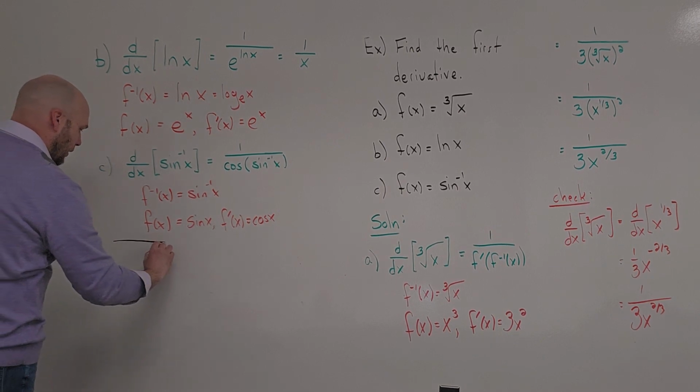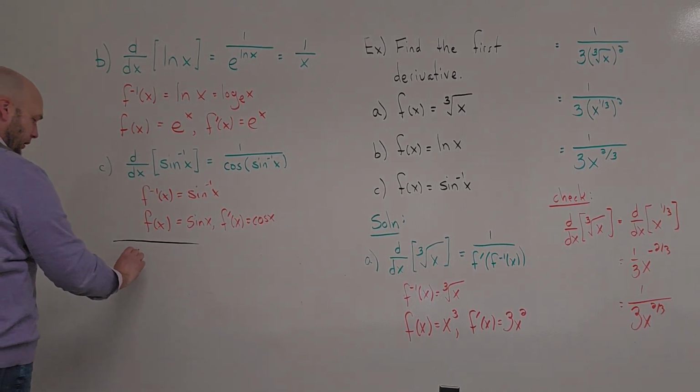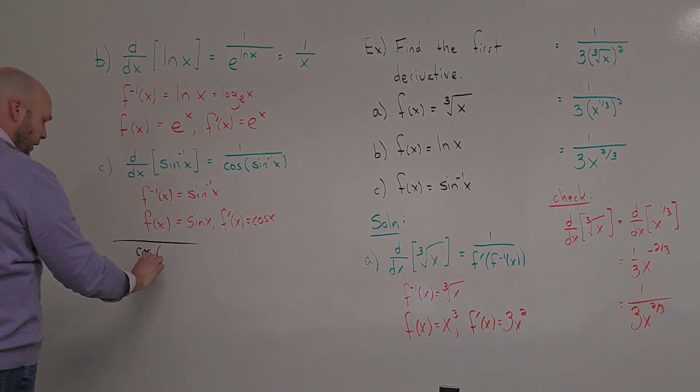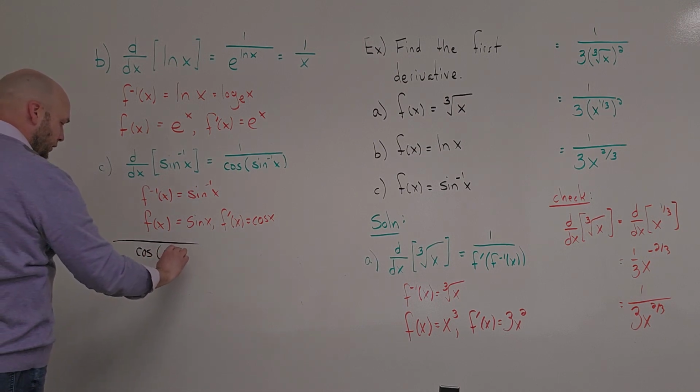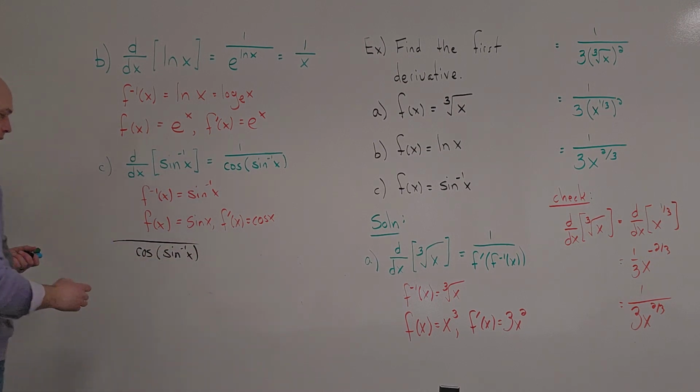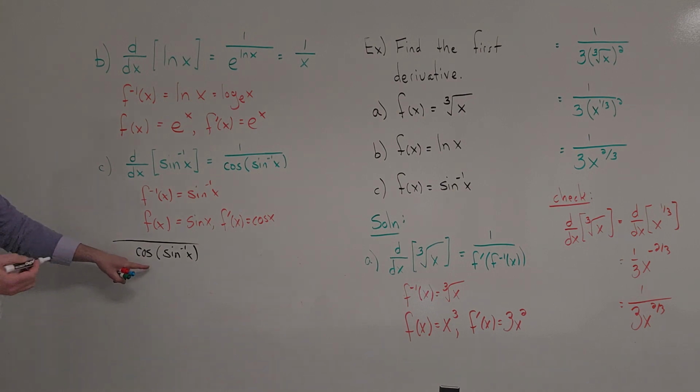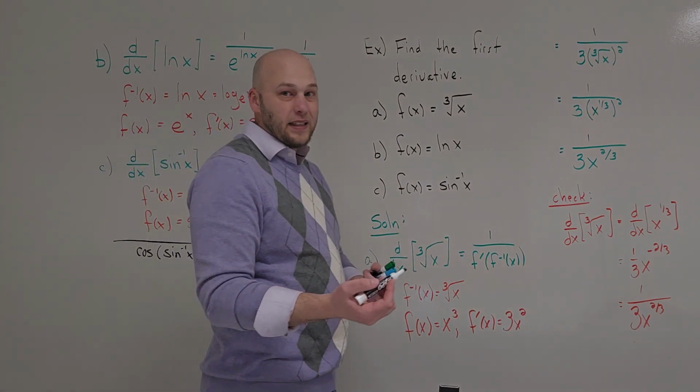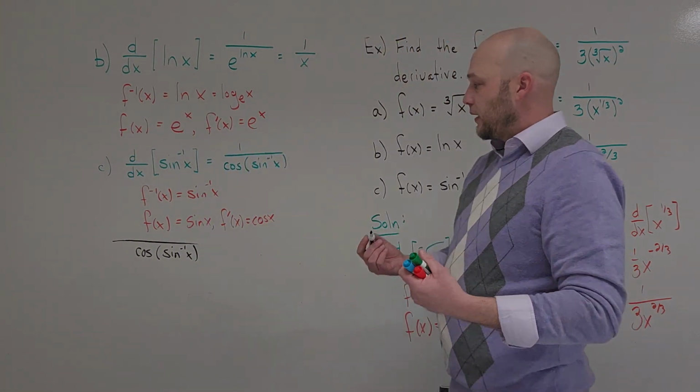So let's do this down below. I'm gonna take a look at the expression cosine of sine inverse of x. Now the input for a cosine function is an angle. Equivalently, the output for a sine inverse is an angle.